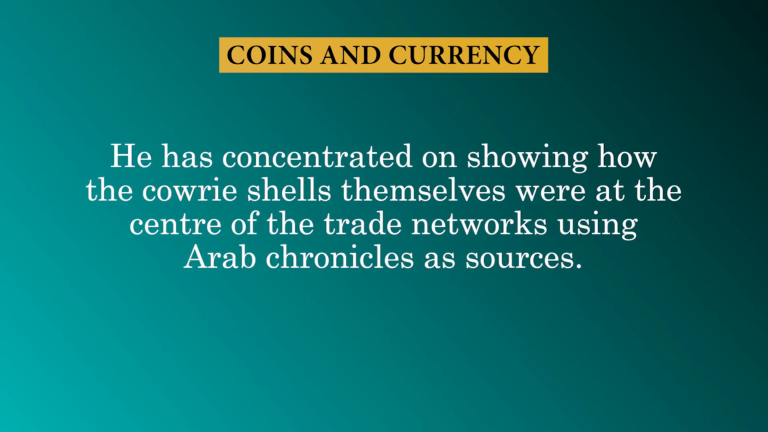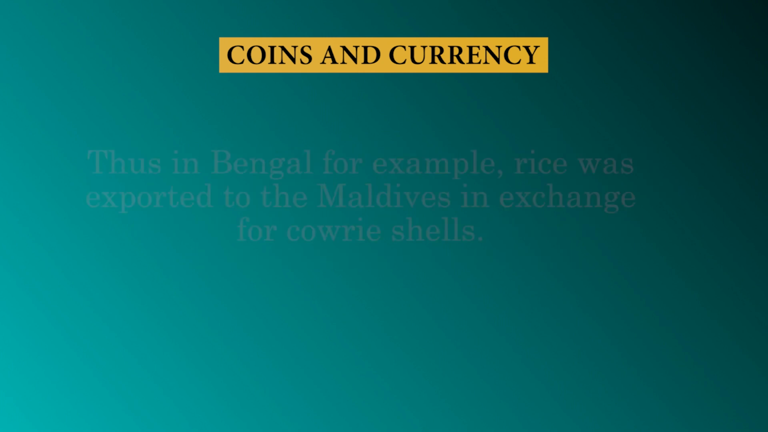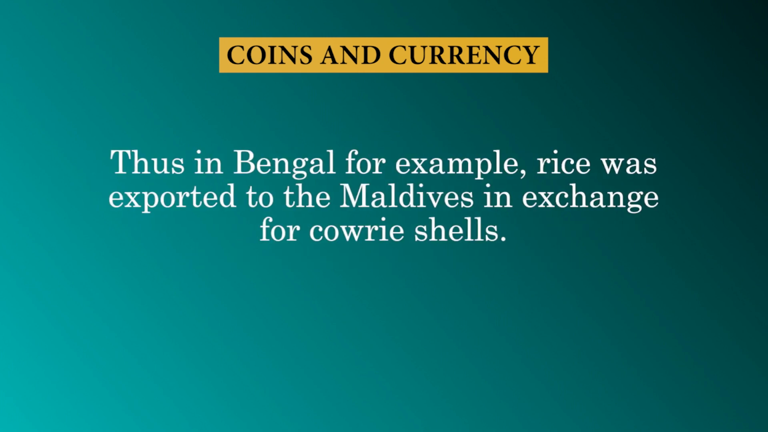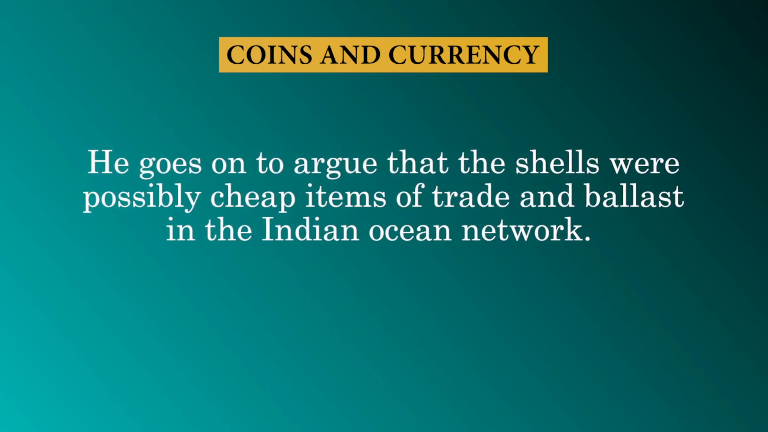He has concentrated on showing how the cowrie shells themselves were at the center of trade networks, using the Arab chronicles as sources. Thus, in Bengal, for example, rice was exported to the Maldives in exchange for cowrie shells. He goes on to argue that the shells were possibly cheap items of trade and ballast in the Indian Ocean trade network.